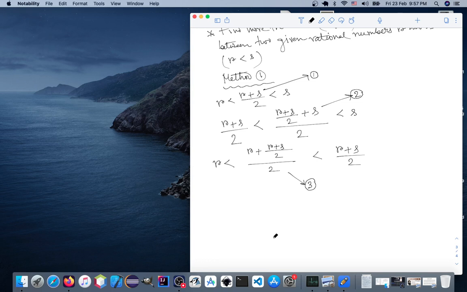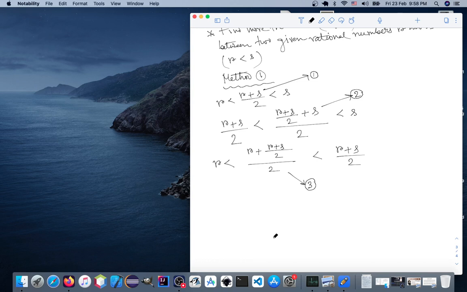So if we were asked to find three rational numbers between R and S, we could have done this. One, the first one is (R+S)/2. The second one is the rational number between (R+S)/2 and S. Third one is the rational number between R and (R+S)/2. Now, this is method 1, which is a little tedious method, a little lengthy method.